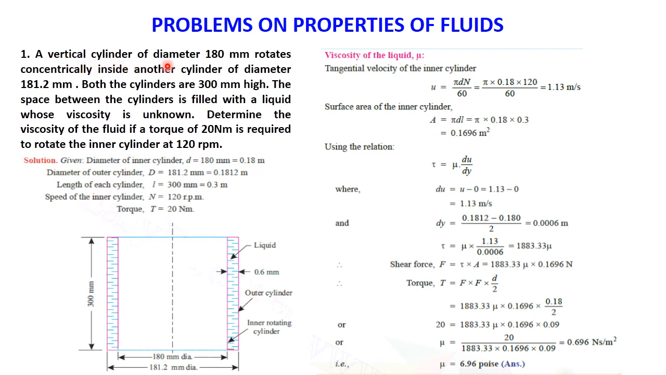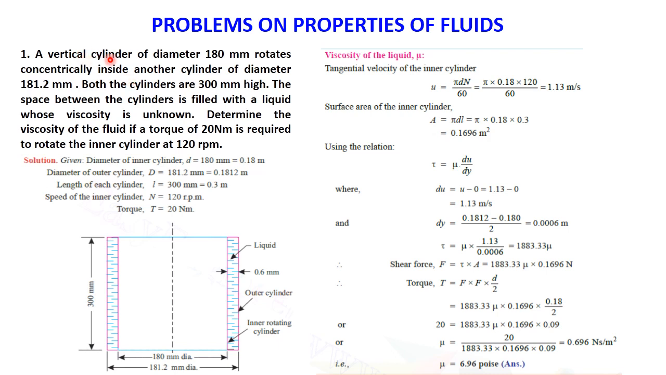A vertical cylinder of diameter 180 mm rotates concentrically inside another cylinder of diameter 181.2 mm. Both the cylinders are 300 mm high. The space between the cylinders is filled with a liquid whose viscosity is unknown. Determine the viscosity of the fluid if a torque of 20 Newton meter is required to rotate the inner cylinder at 120 rpm. So first we will understand the meaning of this problem, and then we will solve it.